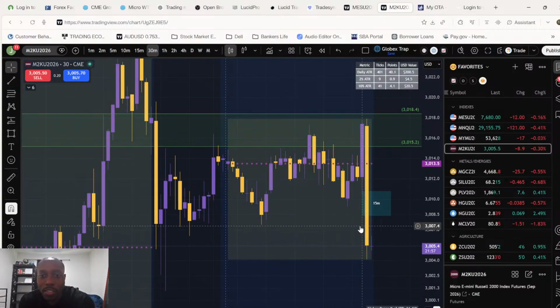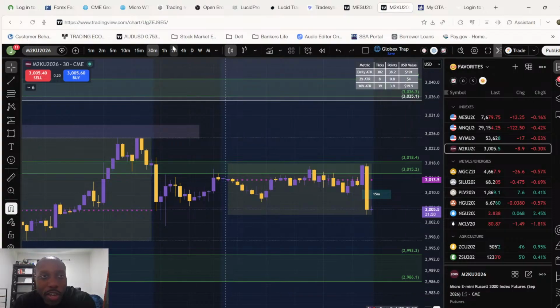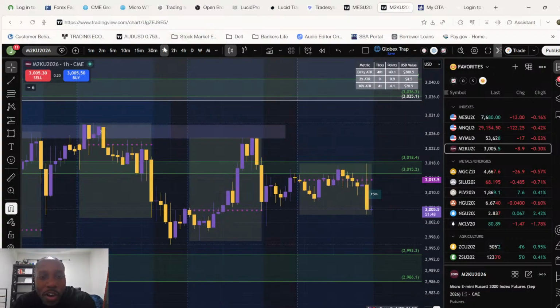But that is what I would like to see. I would like to see a push up a little bit, and then we can see if we can continue down from there, targeting these lows here, potentially this demand zone, but for sure these lows here, or at least here, bare minimum.